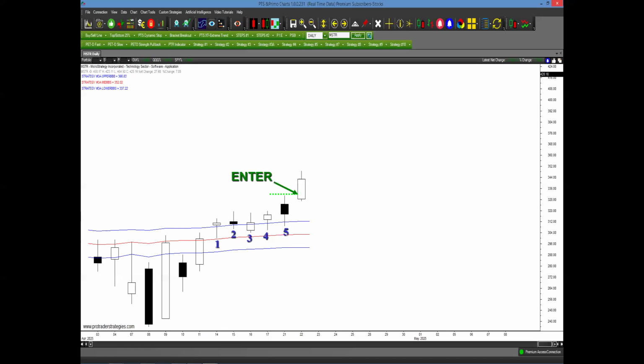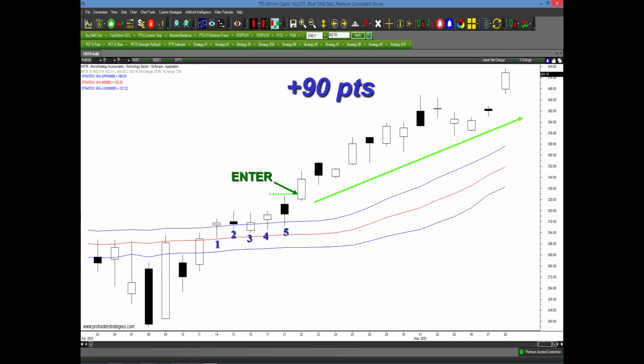And look what happened. We would have gone long the very next day. And coming into last week in May, we could have potentially captured 90 points. Okay? This is simple. Trading is simple. It's the trader who makes it more difficult than it actually has to be.